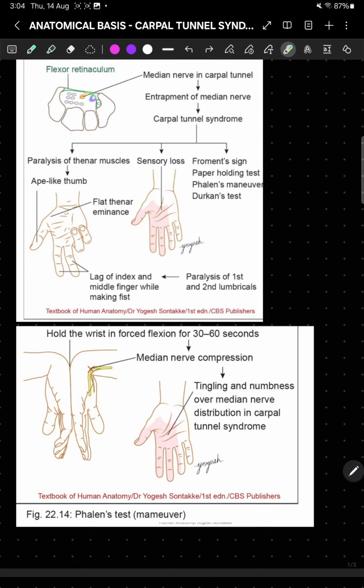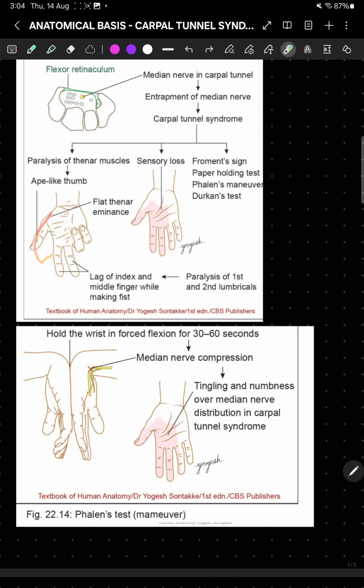Whenever there is an inflammation of the synovial sheath of these flexor tendons, there is compression or entrapment of the median nerve here, and that causes a syndrome called carpal tunnel syndrome. Carpal tunnel syndrome causes paralysis of the thenar muscles, which are supplied by the median nerve, and it causes an ape-like thumb deformity.